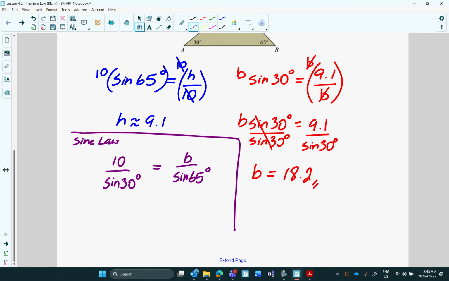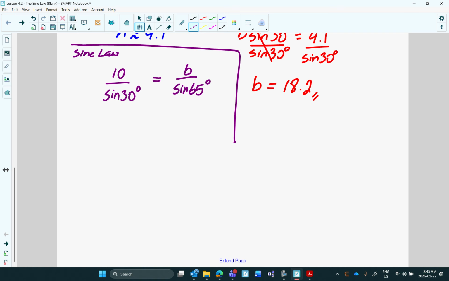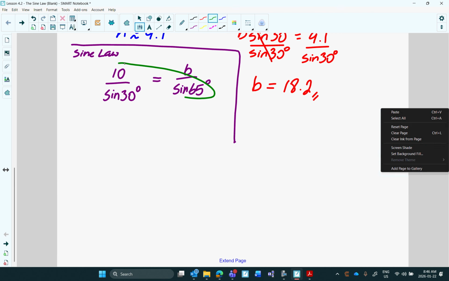So we've got a fraction equation with a single fraction on either side. There is a way to clear the fractions. If I had to clear the fractions, I'd have to multiply both sides by sine 30 to get rid of this, then multiply both sides by sine 65 to get rid of the second fraction. There is a quicker way where we use cross multiplication.